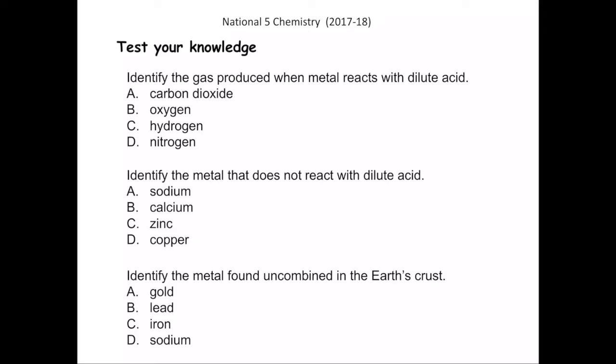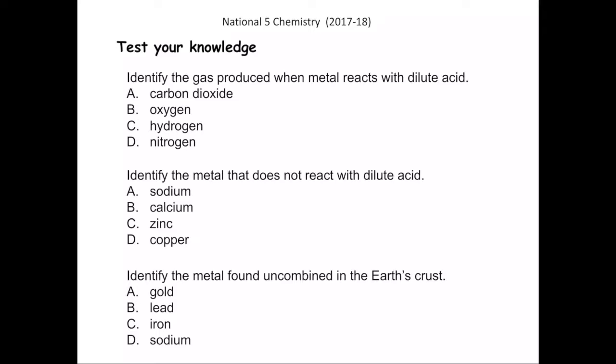Next, identify the metal that does not react with dilute acid. A, sodium, B, calcium, C, zinc, D, copper. Yes, D, copper is the correct answer.